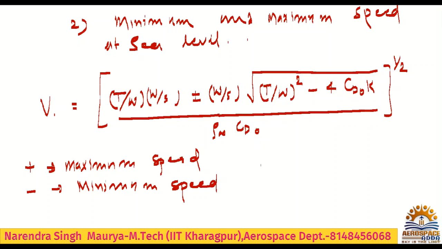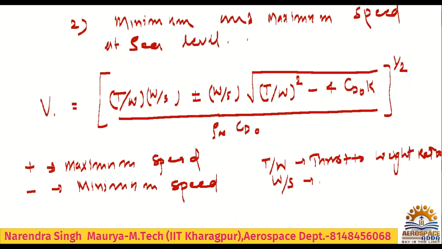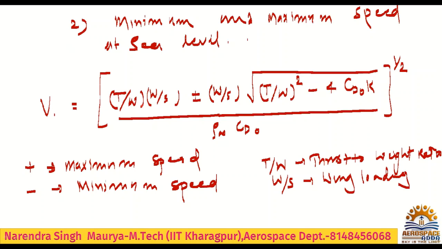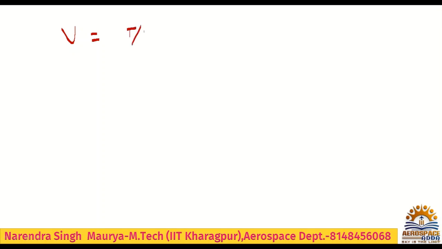Okay, what is T by W? It is called the thrust to weight ratio. This term sometimes will be used. W by S is called wing loading. Rest everything you know, it is given to you. So this formula also you can write. This is the general idea to write the equation: T by W, thrust by weight, into weight by planform area. So W you can cancel, and you will get T by S.